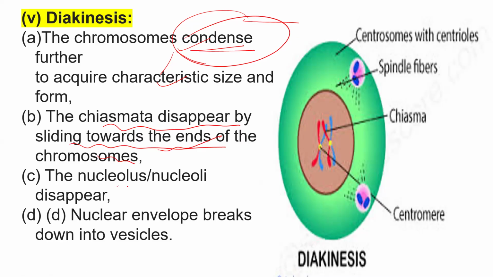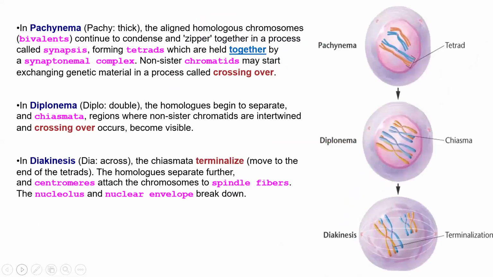Toward the end of the chromosome, the nucleolus disappears. The nuclear envelope breaks down into vesicles. So it becomes a PYQ. Pachy means thin. They align homologous chromosomes, bivalents, continuous. It is a revision slide.